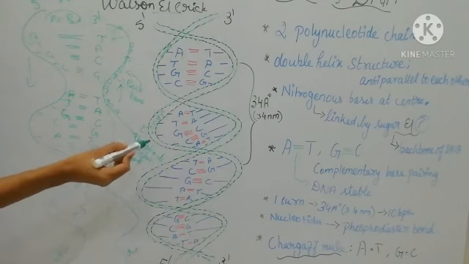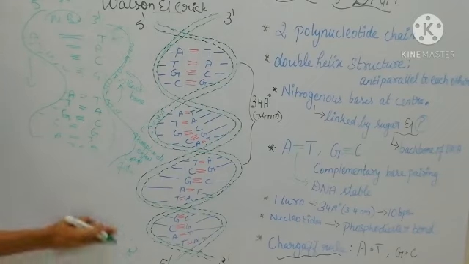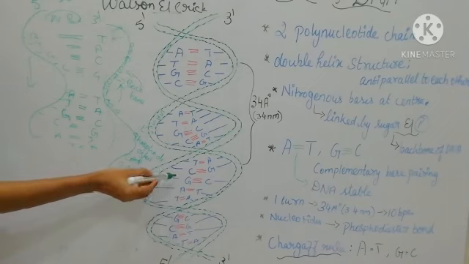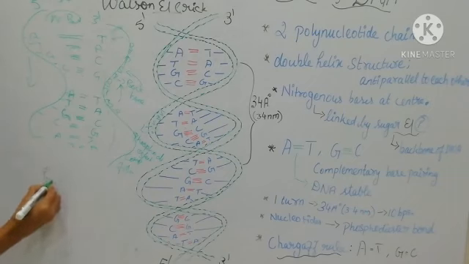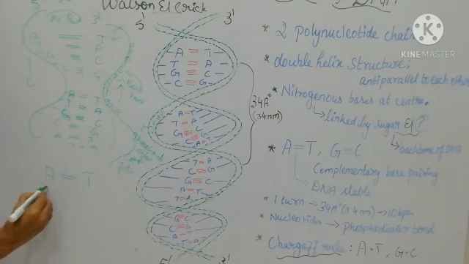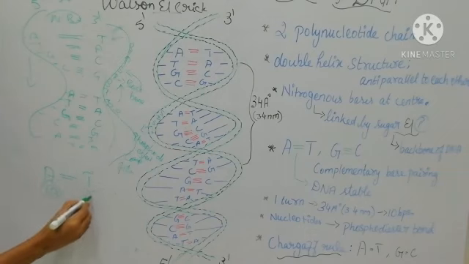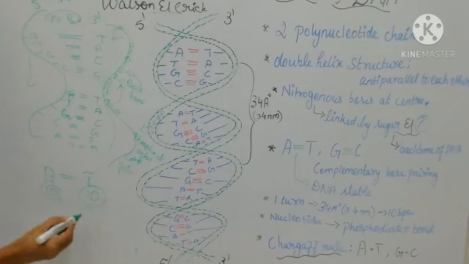And Chargaff's rule: Erwin Chargaff states that inside the DNA, adenine and thymine, guanine and cytosine, these all are present, right? So he is saying that the proportion of adenine will always be equal to that of the thymine. That is, if there are 10 adenine, there will always be 10 thymine, because adenine will always pair with thymine. So if there are 5 adenine, there should be 5 thymine.